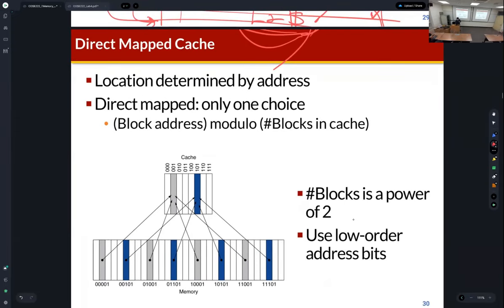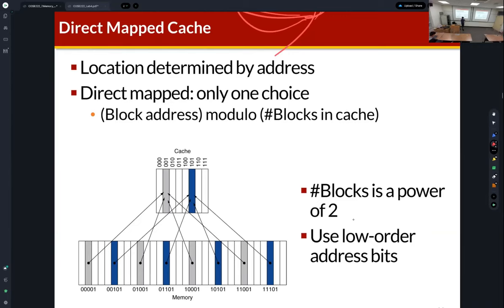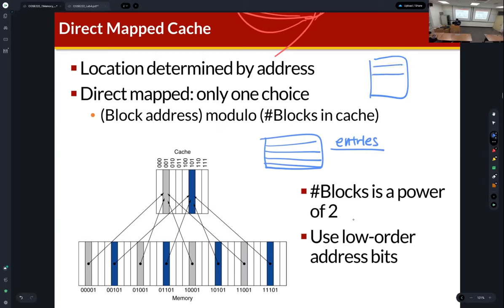Then we need to organize the cache memory. Cache is a small memory space, and like the other memory components, cache has a limited number of entries, and in each entry we can store data. When we design the instruction memory, it looks like this, right? The instruction memory has several entries, and each entry size is 32 bits, which is 4 bytes.